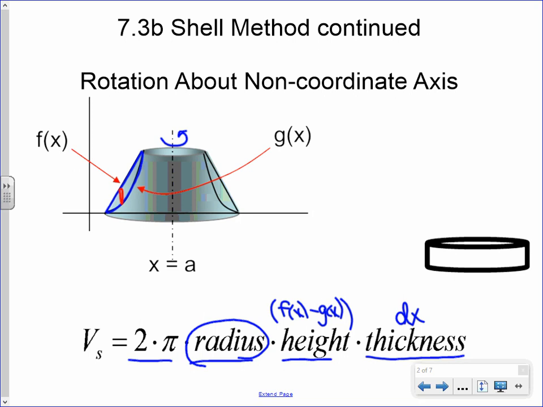Our radius is always going to be the distance each of those rectangles are from the axis of rotation. I want you to go ahead and brainstorm at your pod. How is the radius going to change when we are no longer rotating around, in this case, the y-axis? Go ahead and check.